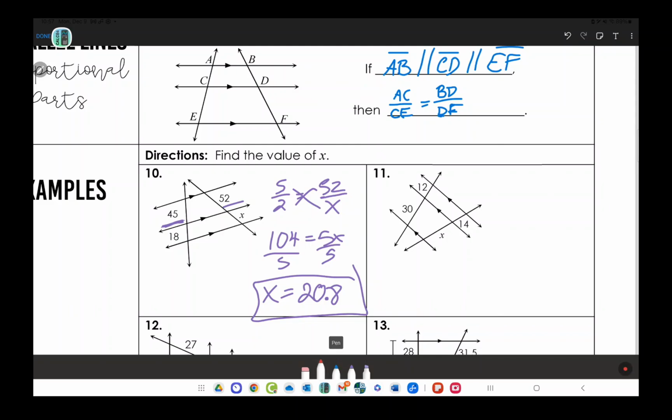So again, number 11, you can set this up a couple ways. I'm going to set it up as 12 over 30 equals 14 over x. 12 and 30 reduced by 6 to be 2 and 5 is equal to 14 over x. In this case, it's much easier just to use the shortcut. So since 2 times 7 equals 14, 5 times 7 is x, so x is 35.